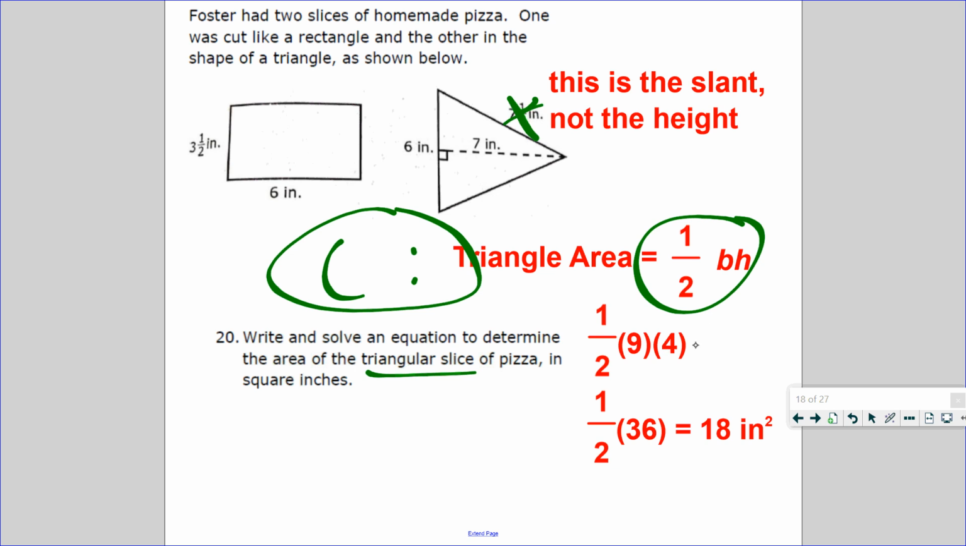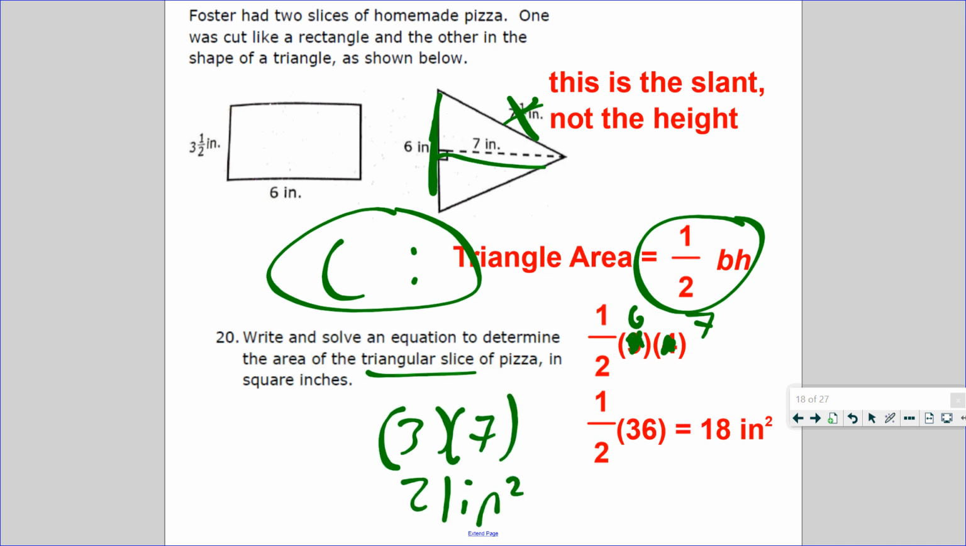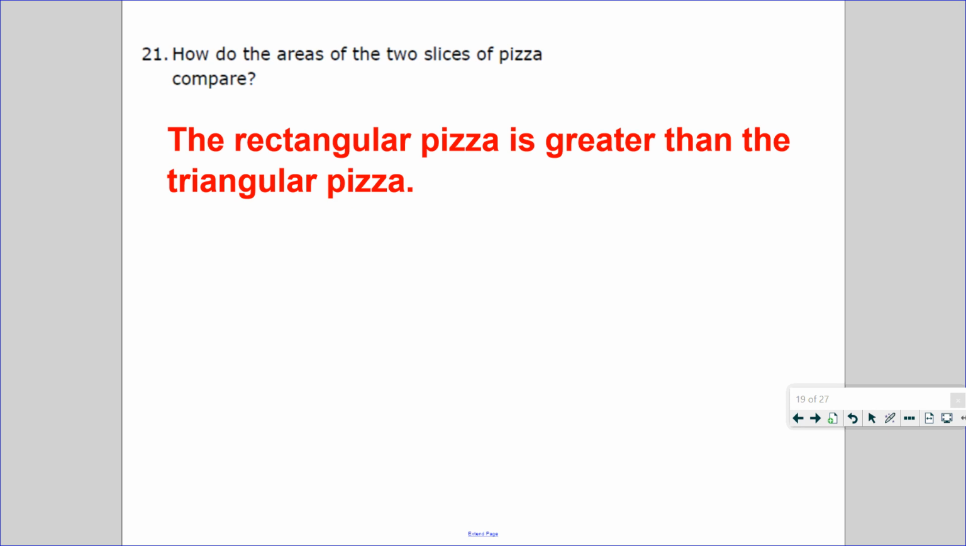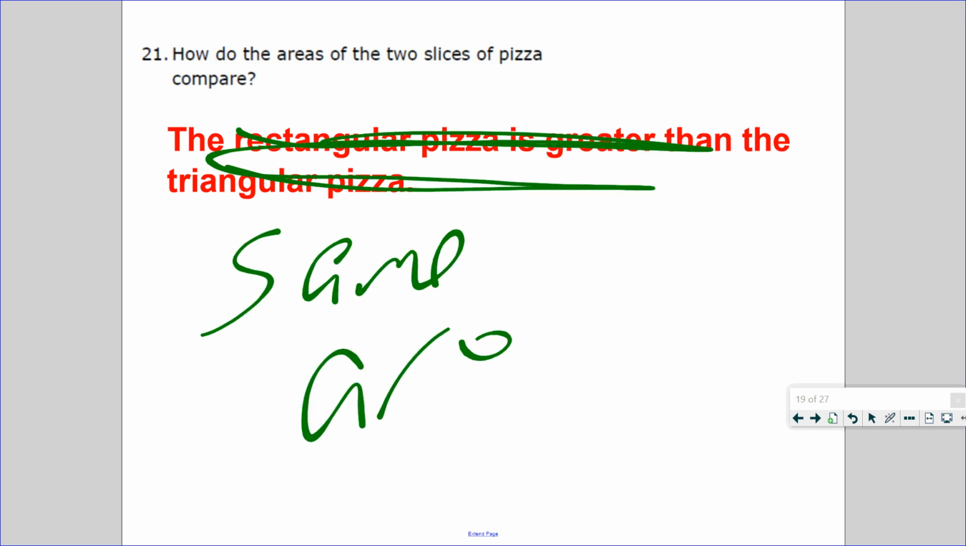Oh, how embarrassing. I got this one wrong. Oof. How embarrassing. I apologize. How did I get this one wrong completely? And the height is 7. I apologize on that one. So the base is 6. The height is 7. Half of 6 is 3. 3 times 7 is 21 square inches. So what can you tell me about them? They both have the same area. I am so embarrassed by that. And that's it.